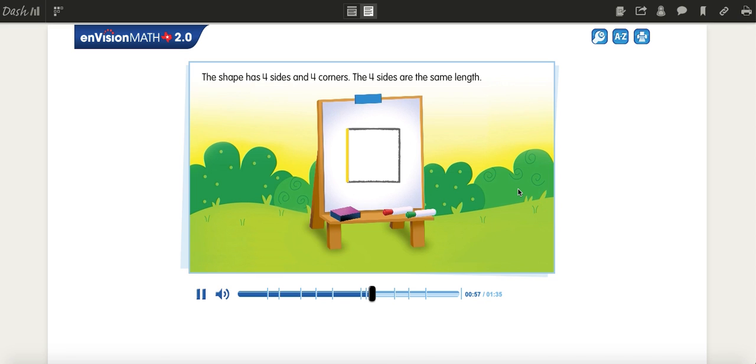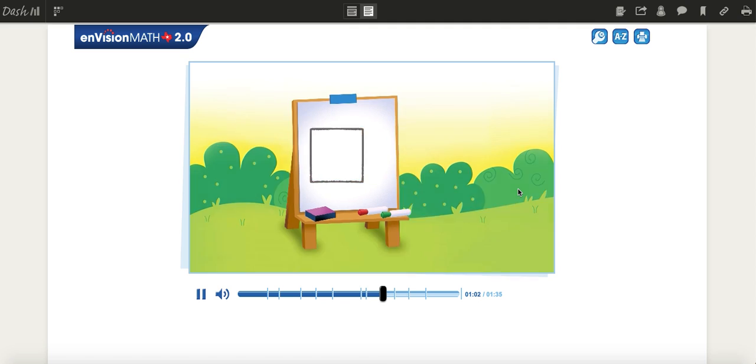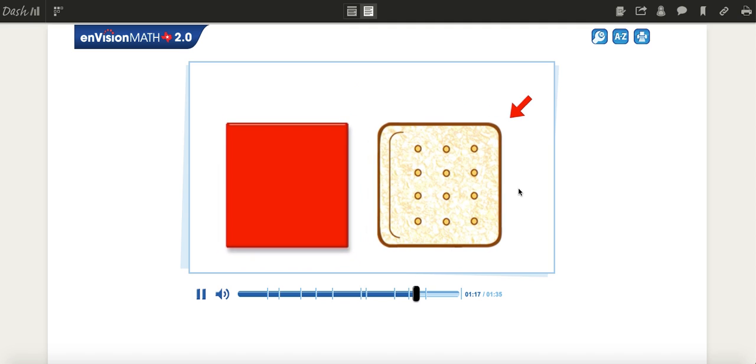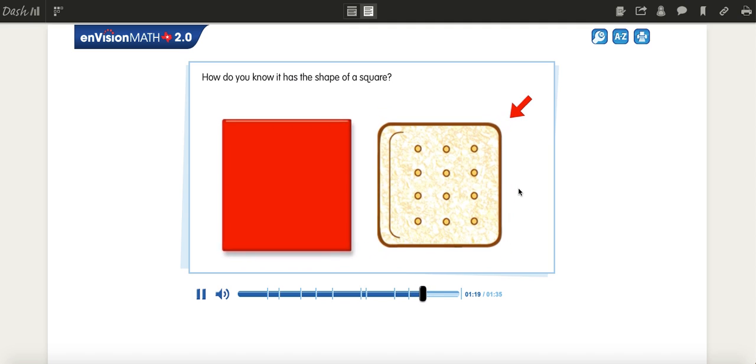The shape has 4 sides and 4 corners. The 4 sides are the same length. Look at this picture. What do you see? You see a cracker. What shape does the cracker have? The cracker has the shape of a square. How do you know it has the shape of a square? What can you tell me about the sides? What about the corners?